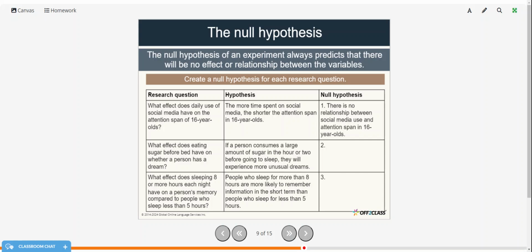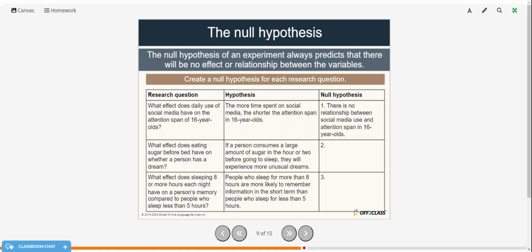What effect does eating sugar before bed have on whether a person has a dream? If a person consumes a large amount of sugar in the hour or two before going to sleep, they will experience more unusual dreams. Here you could say there is no relationship between the amount of sugar consumed before sleep and the number of unusual dreams.